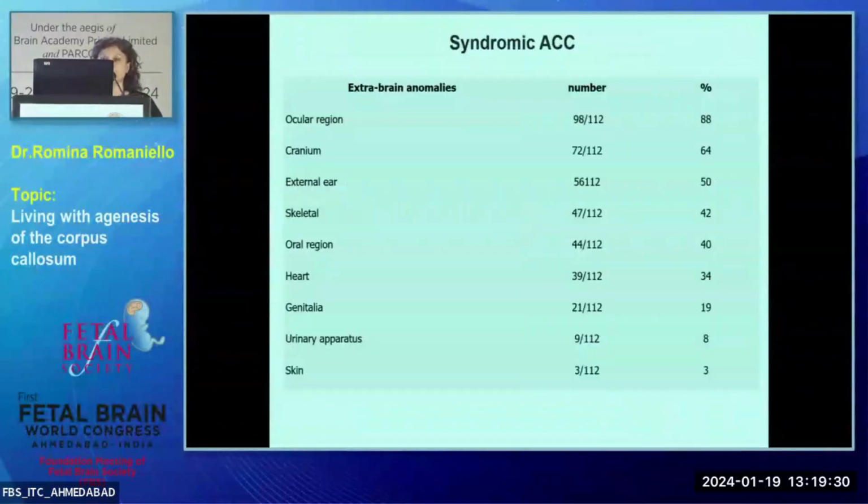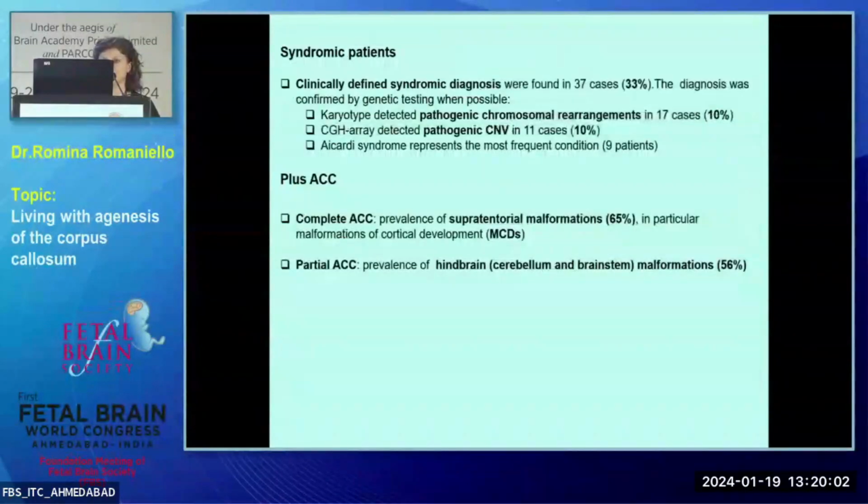So, extra-brain anomalies that were observed in the syndromic ACC population are indicated in this table. The ocular region, in 88%, was the most frequent, then cranial anomalies in 64%, external ear malformation in 50%, skeletal anomalies in 42%, oral region anomalies in 40%, heart anomaly in 44%, genitalia anomaly in 17%, urinary apparatus in 8%, and skin anomalies in 3%.